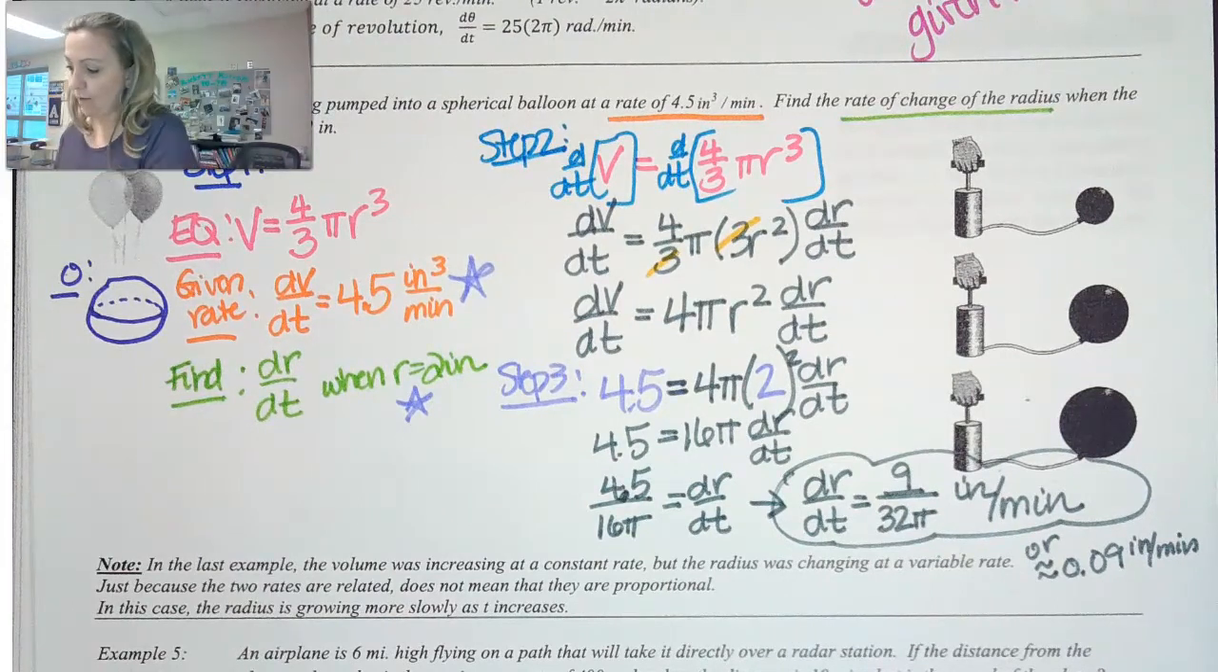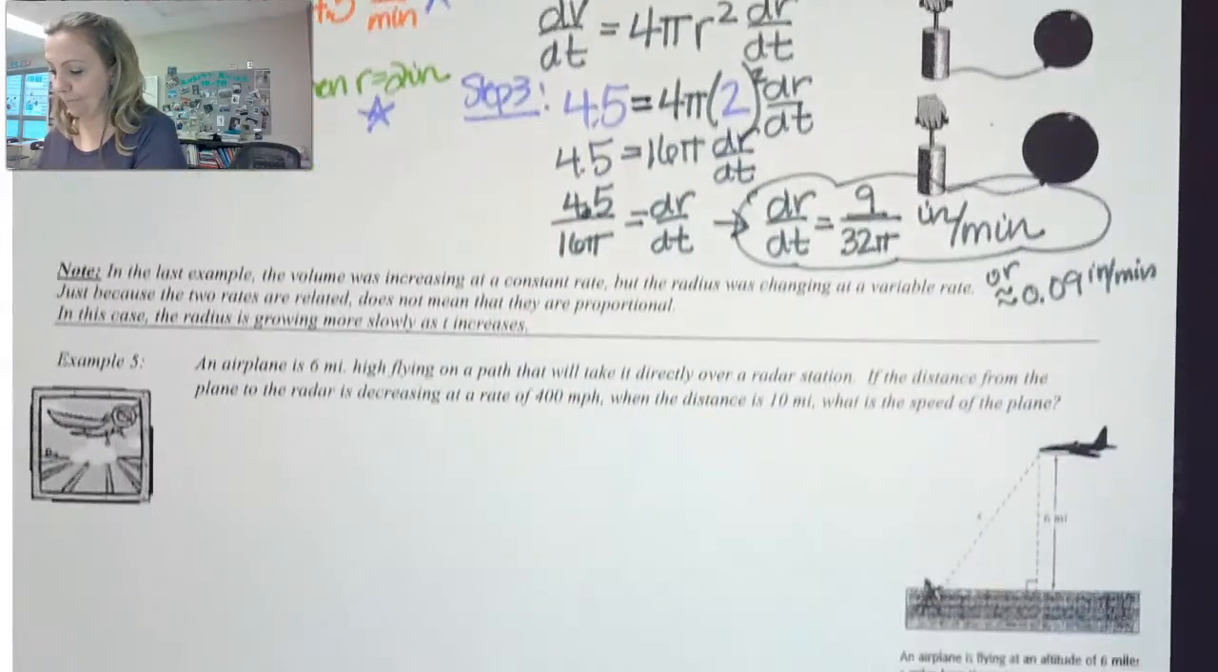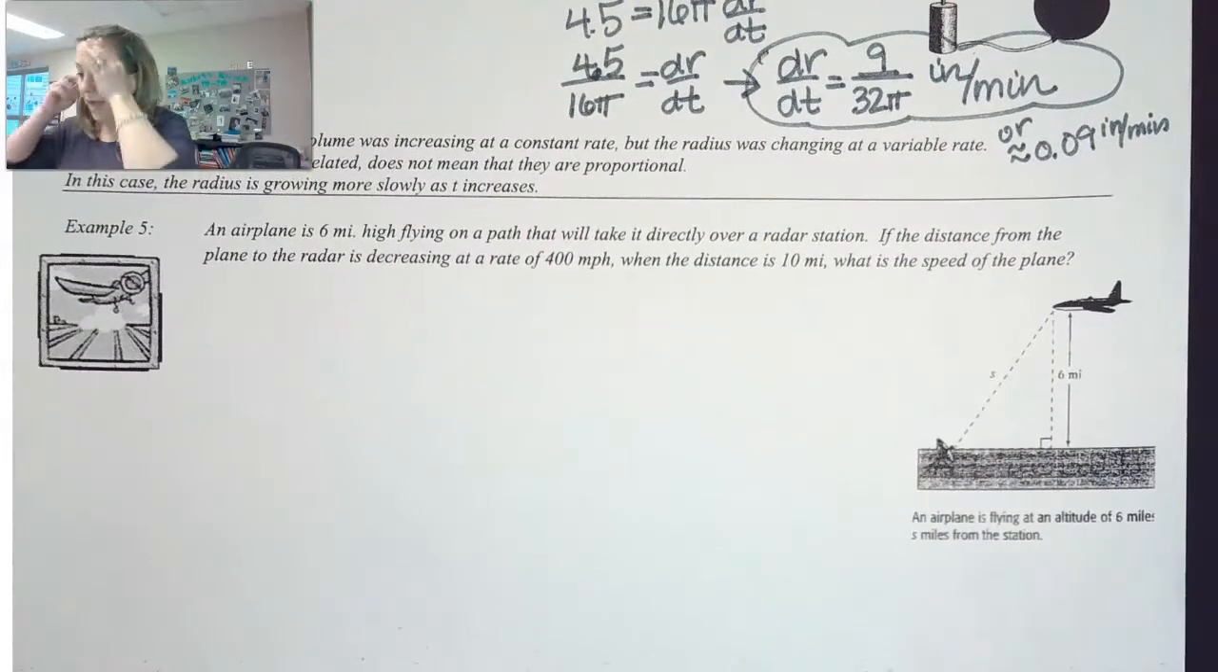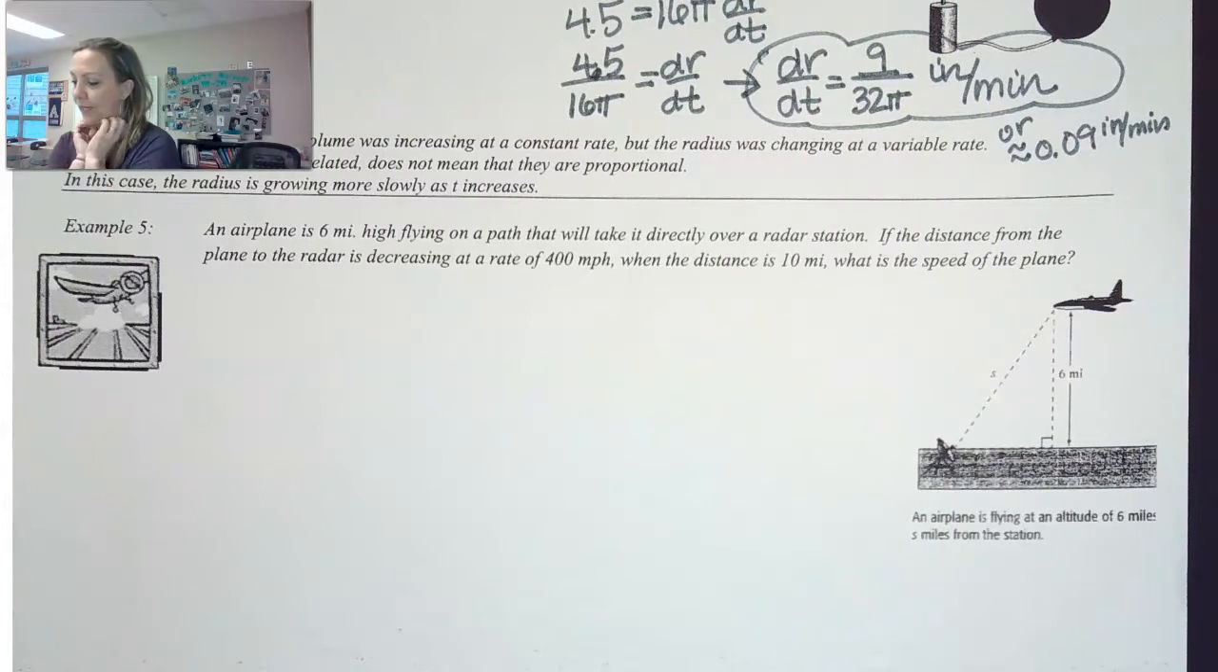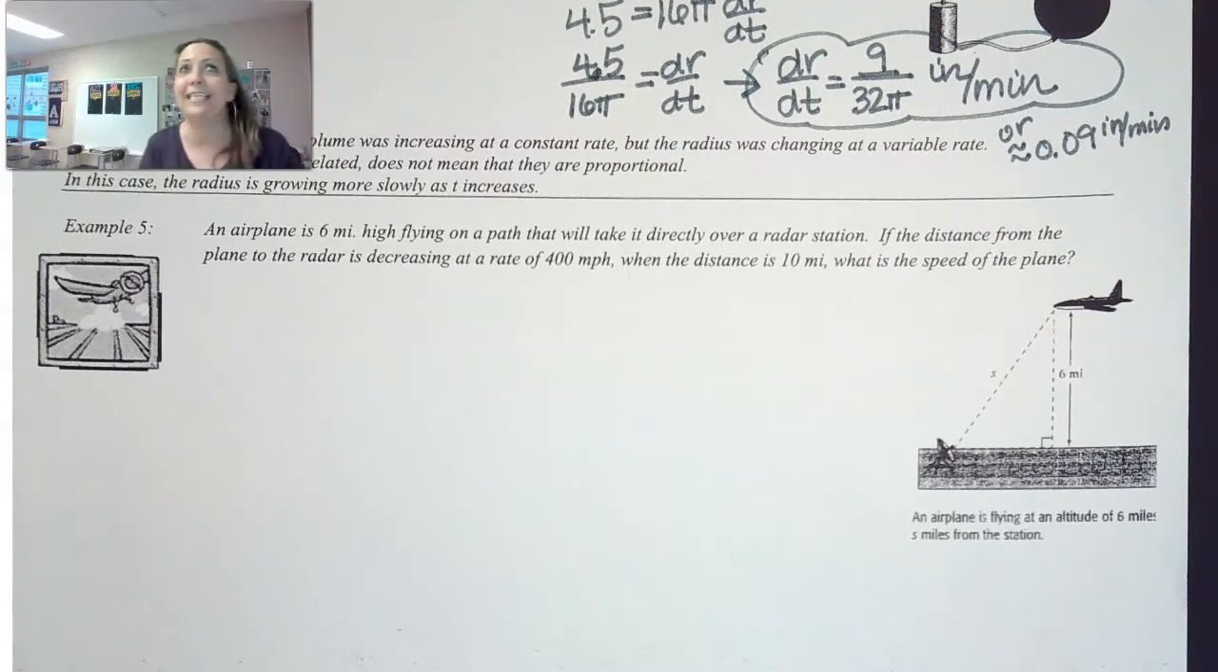So let's maybe try one more example for today. And here's example 5. It says an airplane is 6 miles high, flying on a path that will take it directly over a radar station. If the distance from the plane to the radar is decreasing at a rate of 400 miles per hour, when the distance is 10 miles, what is the speed of the plane?